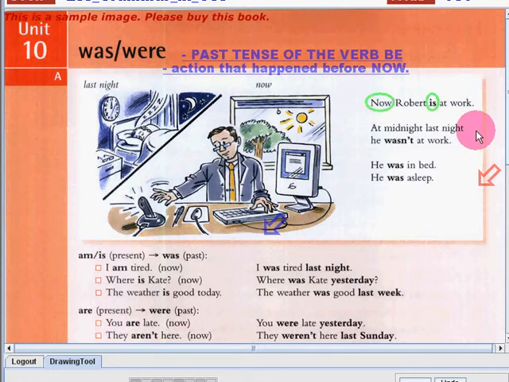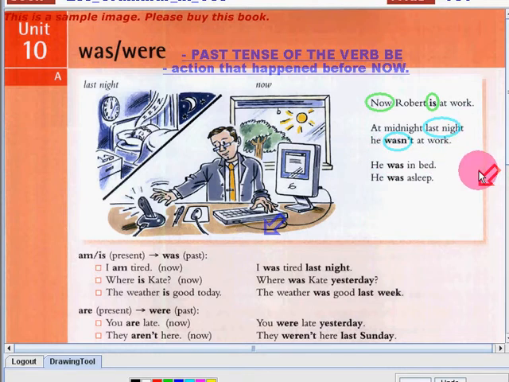As you can see, we use the verb is in this sentence because the action is happening now. So this is in the present tense. Let's go on to the next sentence. At midnight last night, he wasn't at work. So, as you can see, we use the verb was not here. We use the verb was because the action is already in the past tense. The action is already finished or done because it happened last night.